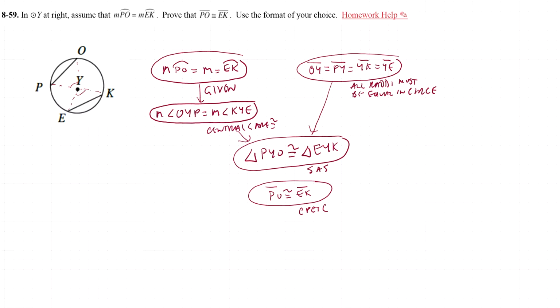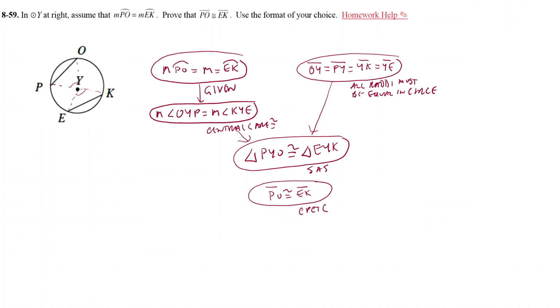859, in circle Y at right, assume that the measure of arc PO equals the measure of arc EK. Prove that segment PO is congruent to segment EK and use the format of your choice. I used a flowchart proof because I like them. They're visually easy to see.